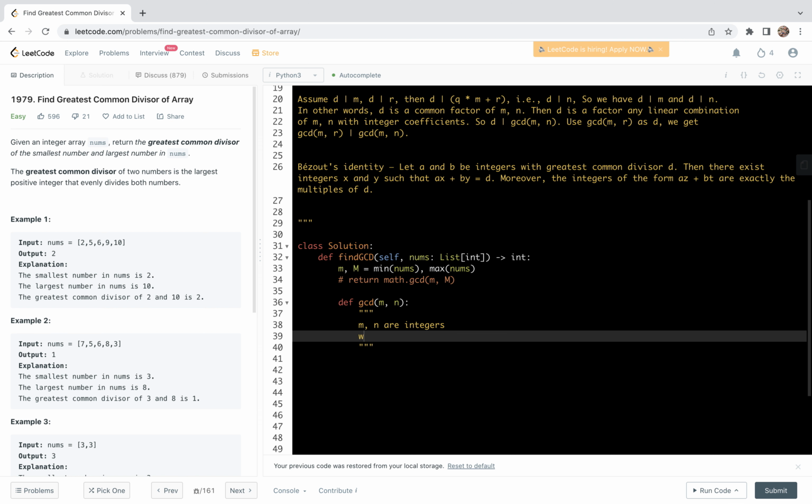In other words, this is actually some sort of convention. So if d is a GCD of two integers, then negative d is also one, right? You can divide it if you consider negative coefficients.